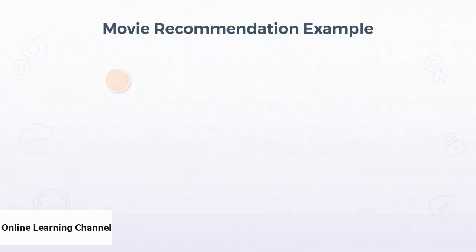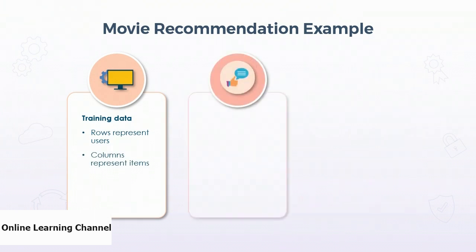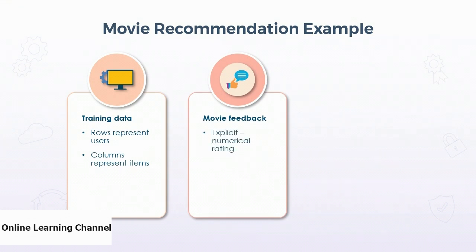Let's take a movie recommendation example. Consider a movie recommendation system in which the training data consists of a feedback matrix in which each row represents a user and each column represents an item, which is referred to as a movie. The feedback about movies falls into one of two categories. First is explicit, where users specify how much they liked a particular movie by providing a numerical rating. And the second is implicit, where the user watches a movie and the system infers that the user is interested.